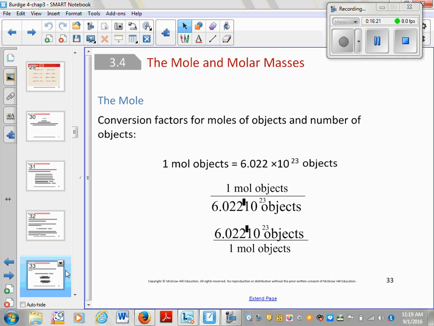So we know 1 mole is equal to 6.022 times 10 to the 23rd objects, whatever those objects are. So again, we have an equality. Remember conversions, we have an equality, we can make 2 conversion factors. 1 mole of objects is 6.022 times 10 to the 23rd objects. I don't know why it's showing up like this. And 6.022 times 10 to the 23rd objects is 1 mole. I think when it saved it in Smartboard, it screwed up the exponents.